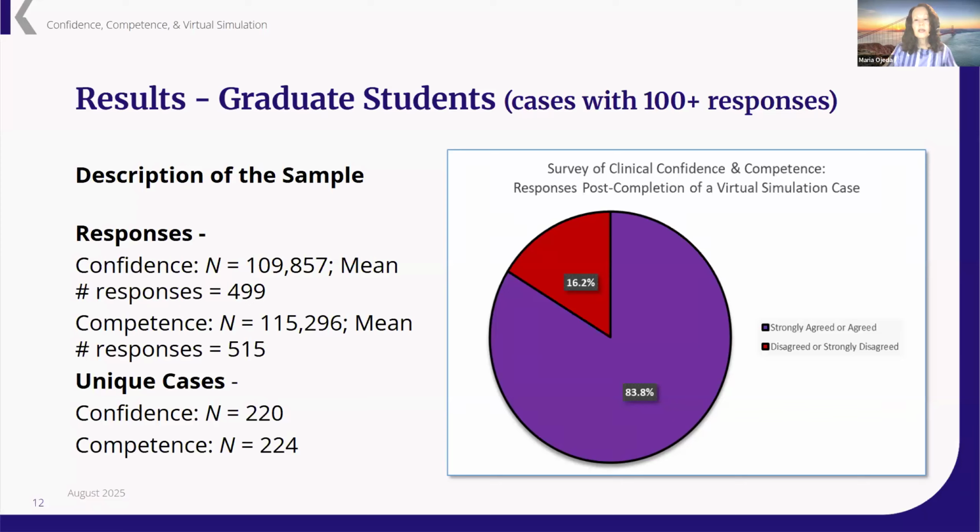If you look at the pie chart, it depicts the proportion of favorable responses, which was high for both questions at 83.8% of respondents. So the results for the analysis were very positive. And so I'll hand it back to Dr. Doherty.